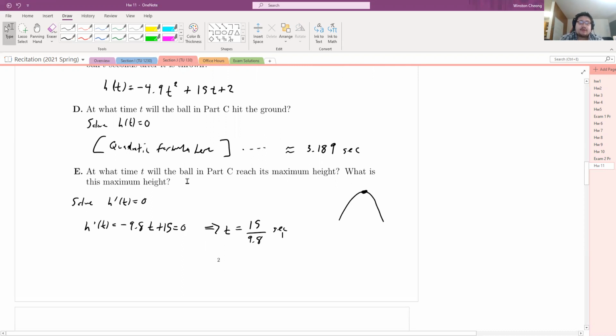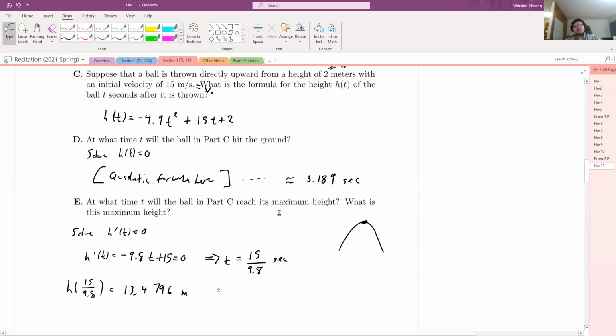Then what is the maximum height? So we found out when the maximum height occurs. All we have to do is now plug that into the function h. So plug that in. And well, again, this is the kind of thing you don't want to do by hand because you have to square this decimal and all that. So I'll just write down what you get when you plug this into a calculator: 13.4796 approximately meters. Okay. Does that make sense? Any questions?